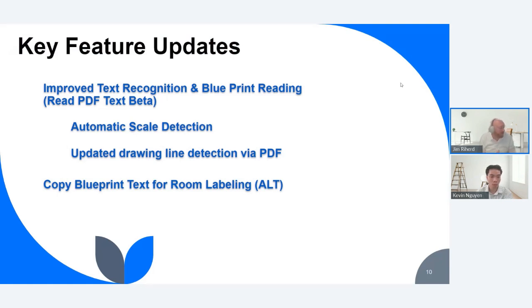I'm going to go over some of the, it might be a little bit technical if everyone's interested in it, but go over the improved text recognition and blueprint reading that we've been working on. This will be applied to our automatic scale detection and updated drawing line detection via PDF. And I'll explain what that means. Sounds kind of technical. And then also a really cool option with our ability to copy blueprint text for room labeling. That'll show that off as well.